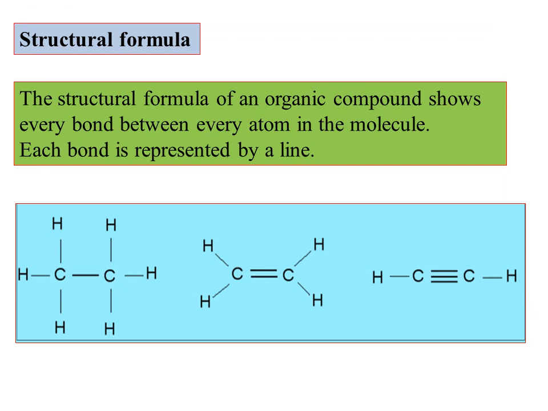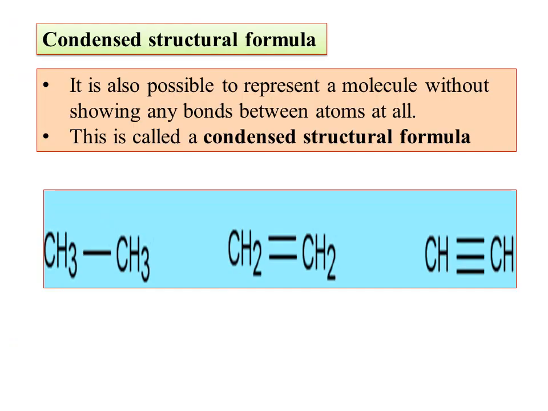A structural formula is a formula in which we write the molecular formula, but also show how the atoms are linked, how carbon is linked, how every atom is linked, and how every bond is represented. We write that in the form of a line. The structural formula of an organic compound shows every bond between every atom in a molecule. Each bond is represented by a line. That line indicates the bond, so a double bond, single bond or triple bond, any bond. So this is the structural formula.